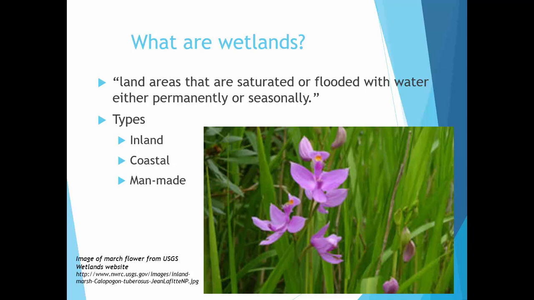So what are wetlands? We're going to talk a lot about wetlands because they are impacted so much by our use of surface water. Wetlands are land areas that are saturated or flooded with water, either permanently or seasonally. And there are three main types of wetlands, and we will discuss examples of each of these three types. These include inland wetlands, coastal wetlands, and man-made wetlands.